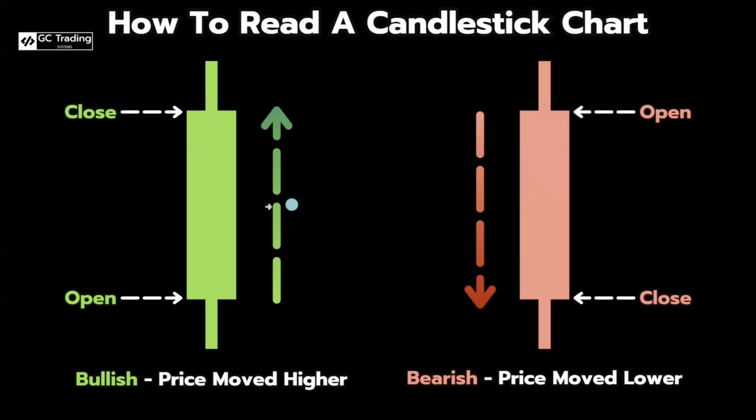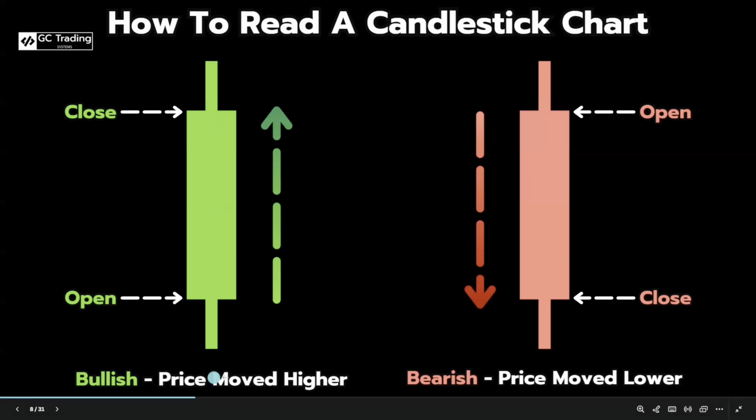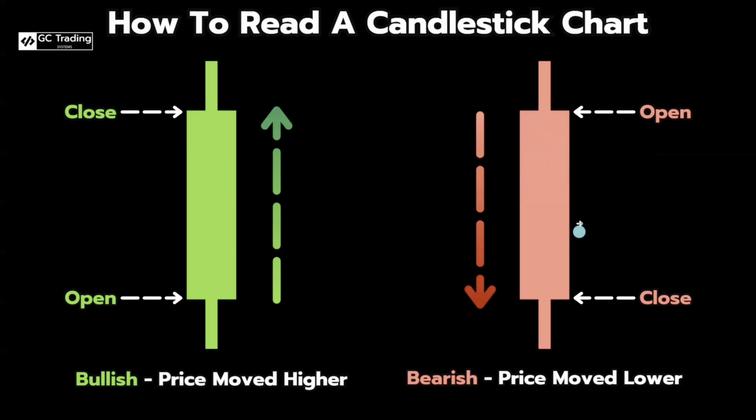Now we're going to look at the close. This is the close for this bullish candlestick. Price opened here and closed here. If price opened here and then closed higher, what does that mean? That means it's a bullish candlestick. That's what this is saying: price moved higher. Same thing over here, just bearish. Price opened here and then closed down here, so price moved lower.